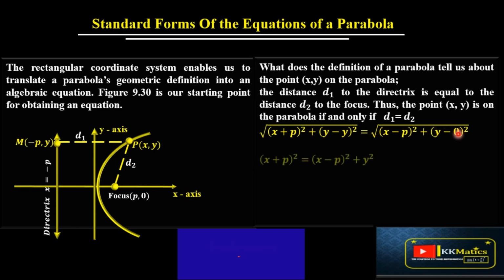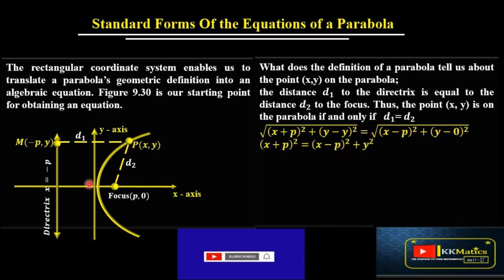Now this is a situation where our focus has y equal to 0, and our focus is on the x-axis, at the point P. So we are left with this, because we know that the square roots will cancel each other, and we're left with this expression equal to that expression.